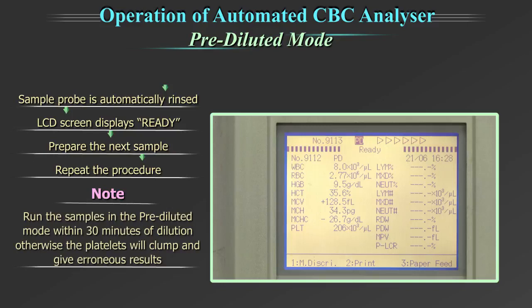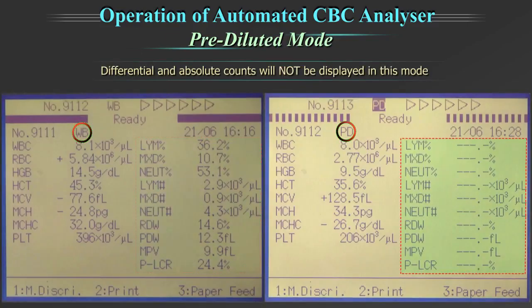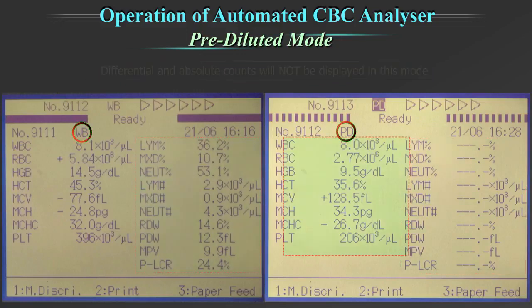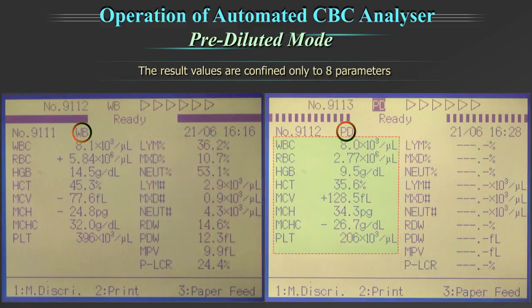Please note, run the sample in the pre-diluted mode within 30 minutes of dilution. Otherwise, the platelets will clump and give erroneous results. The differential and absolute counts will not be displayed in this mode. The result values are confined only to 8 parameters.